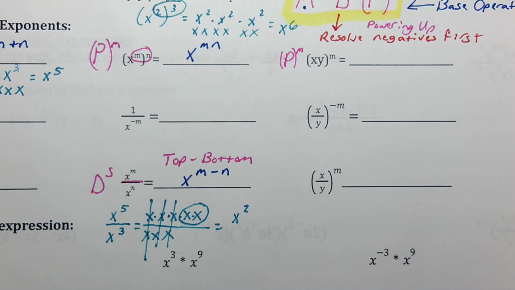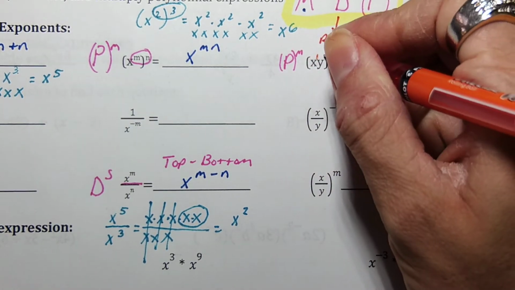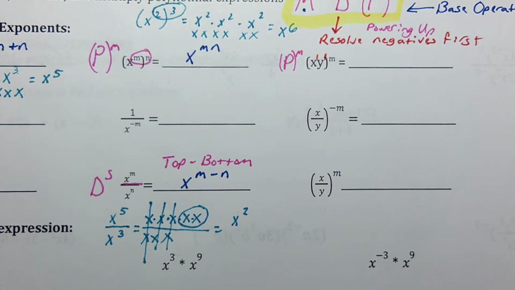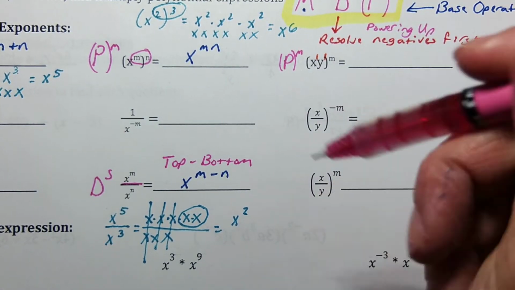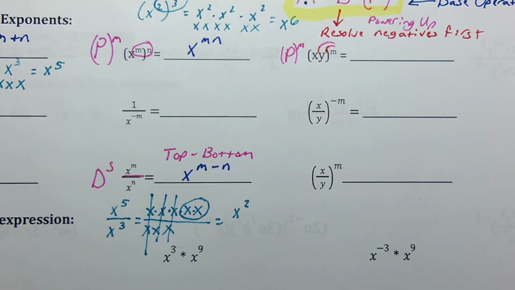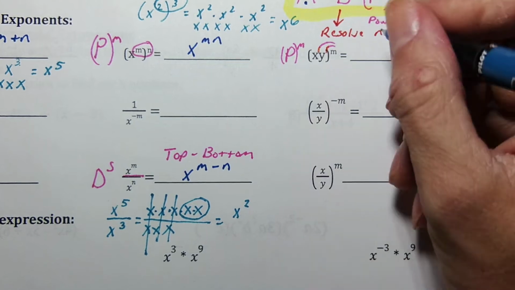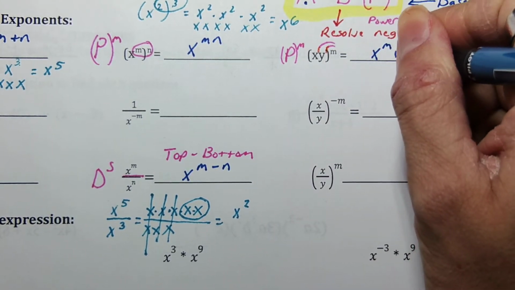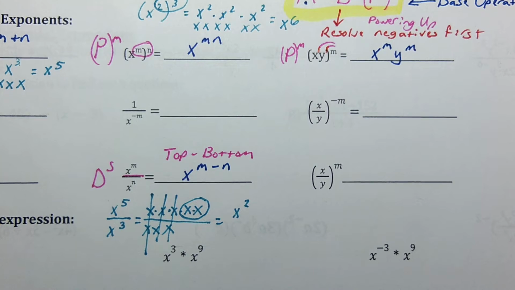If I had like 2x squared plus 3x plus 4, this is a monomial. That's a monomial. That's a monomial. So it's one chunk, but there are 2 different powers associated here. We've got x, which has an implied power of 1, and we've got y, also with an implied power of 1. So when I power up, I have to distribute that power of m, or multiply it, to both of those. So that would give us x to the m, y to the m.